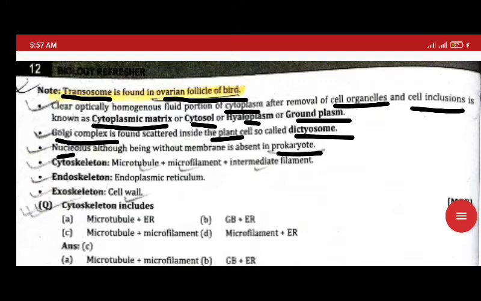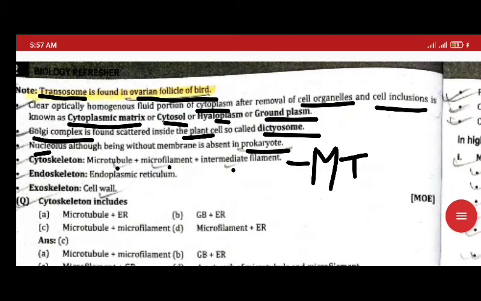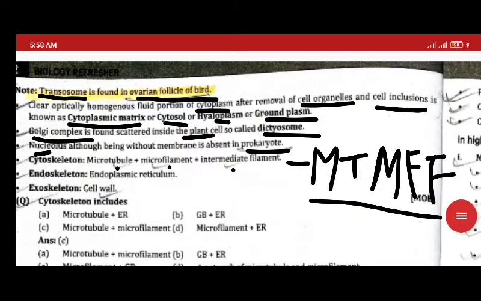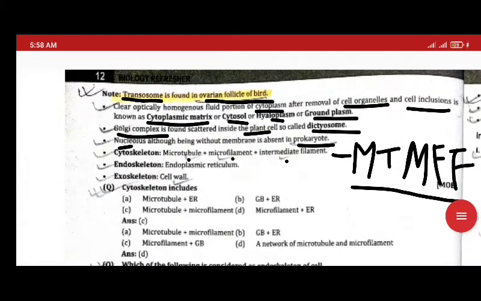Now cytoskeleton. So cytoskeleton comprises microtubules, microfilaments and intermediate filaments. So you can remember cytoskeleton is equal to MT, MF and F. What? MT, MF and what? And F. So this will be the trick: MTMFF. MTMFF.